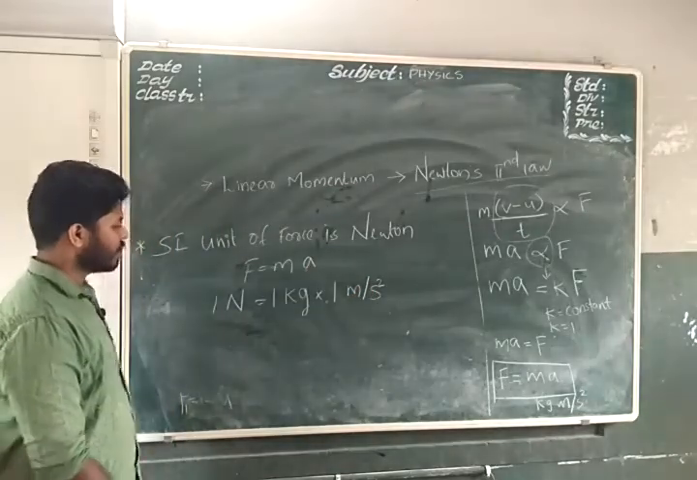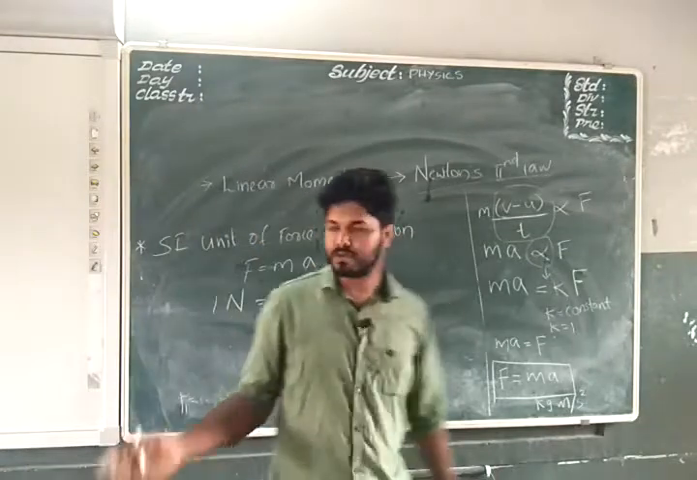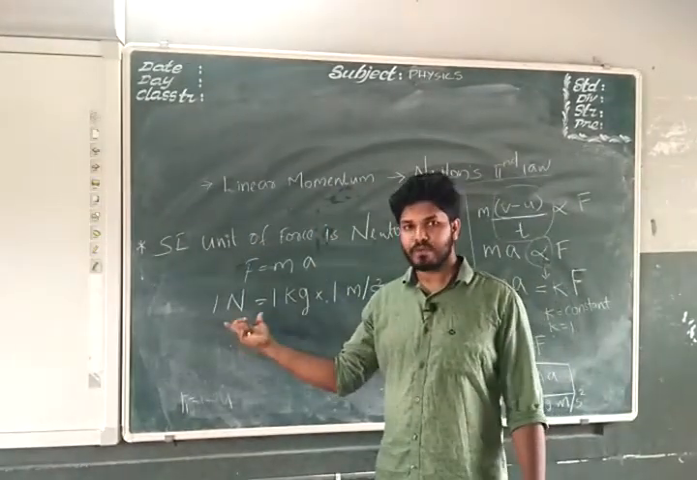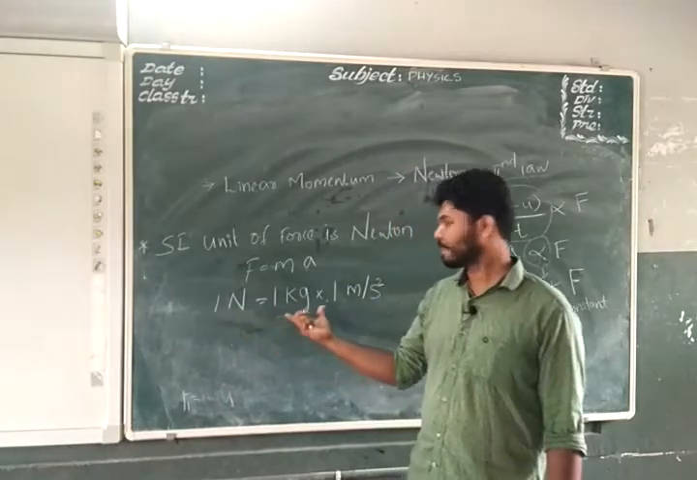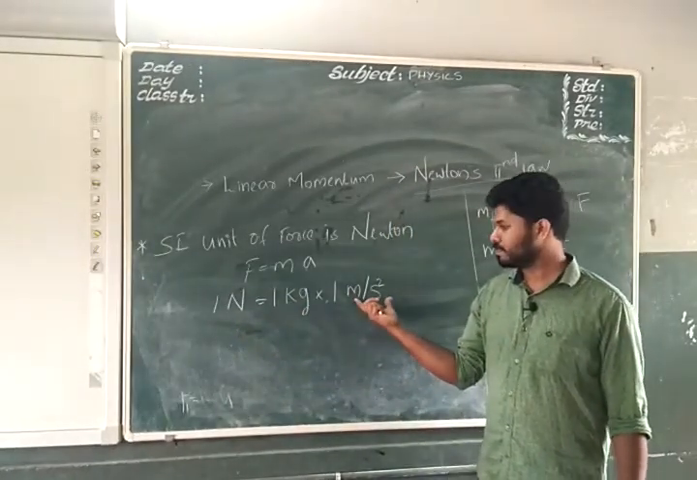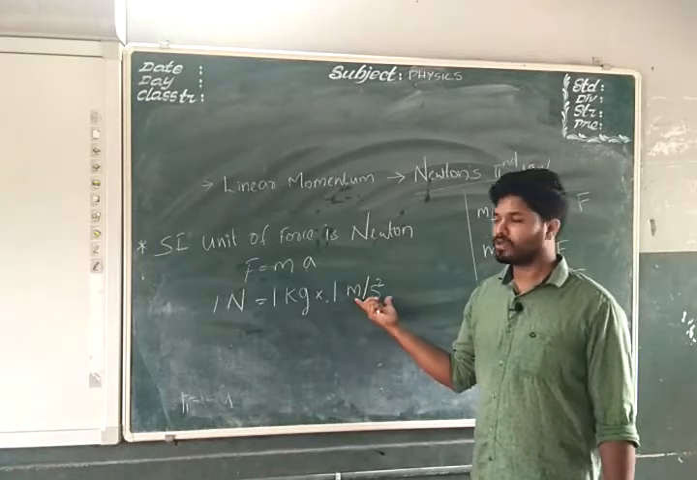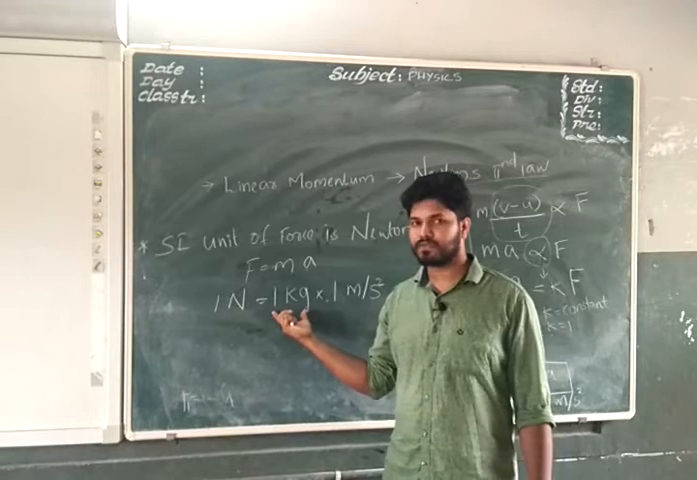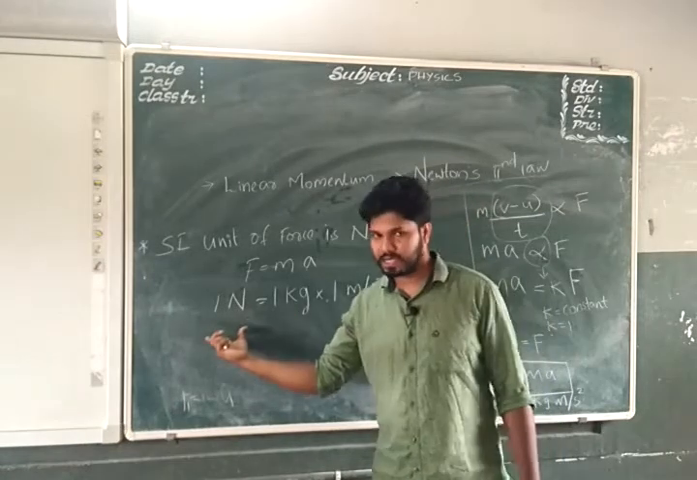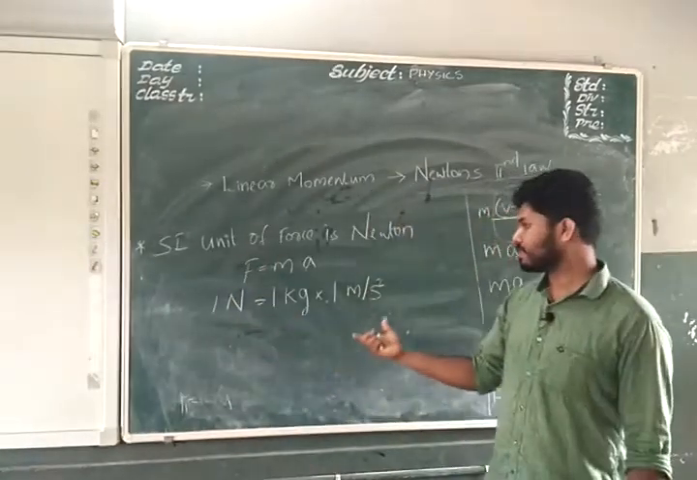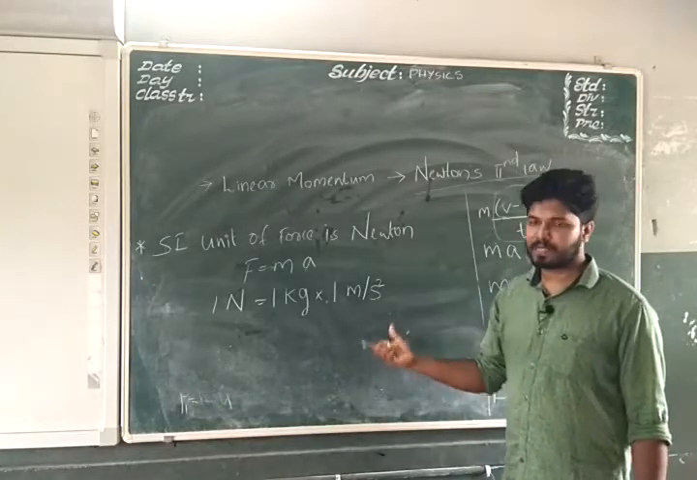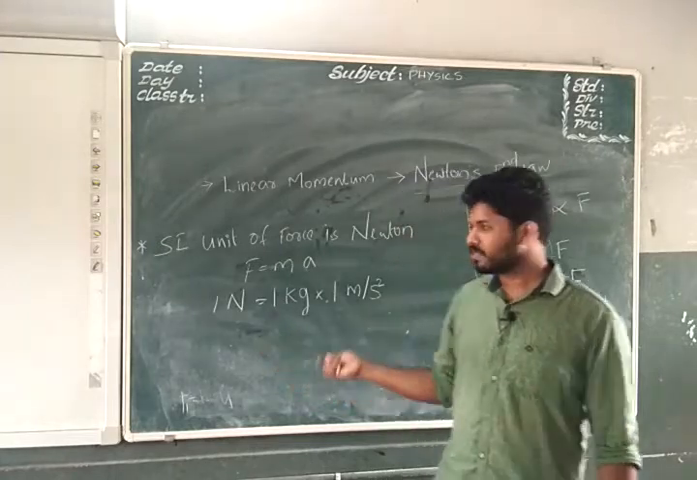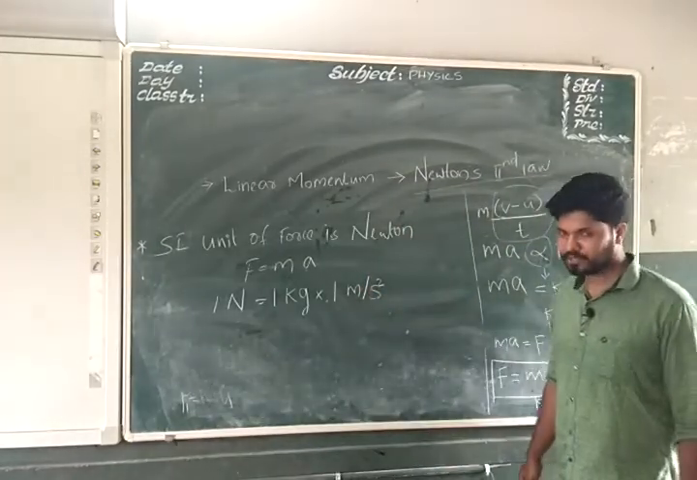See now, then you have to define Newton in words. So we can define 1 Newton as the force which makes 1 meter per second square acceleration on a body which has a mass of 1 kilogram. So 1 Newton is that force which makes an acceleration of 1 meter per second square in a body of 1 kilogram. So that is the definition for 1 Newton.